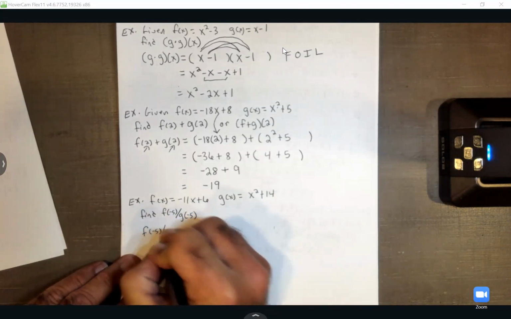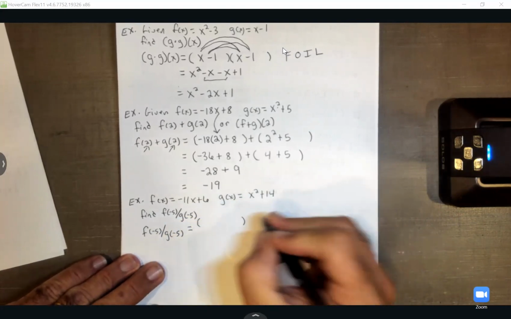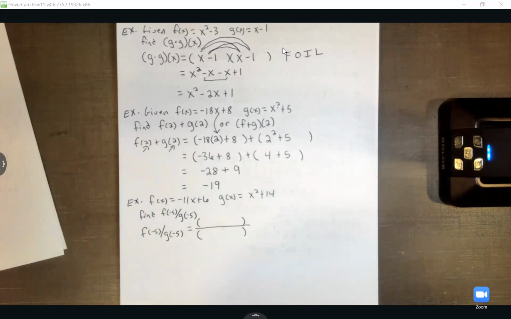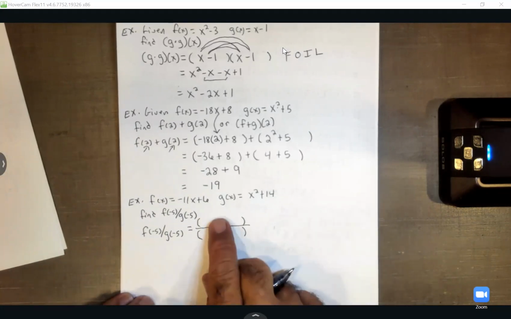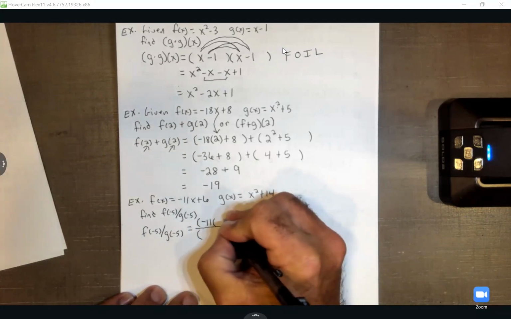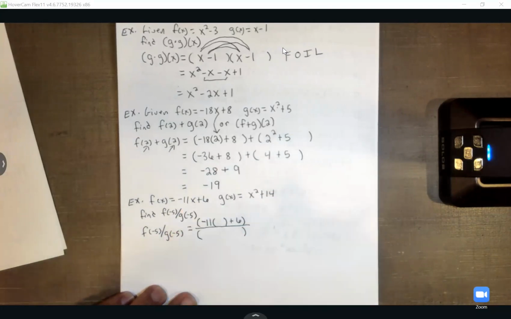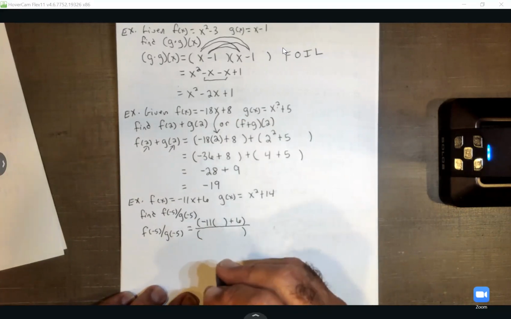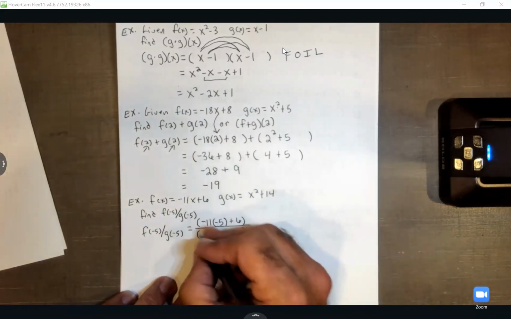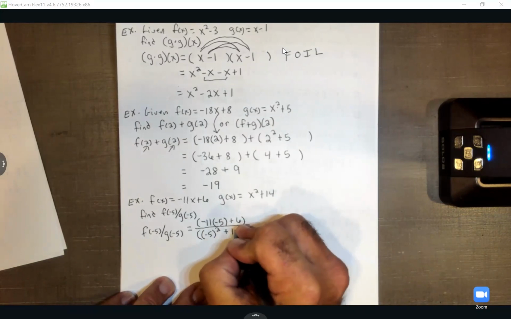F of negative 5 divided by g of negative 5 is going to equal my f function on top divided by my g function on the bottom. So f on top was a negative 11x plus 6. So we're going to take the negative 11, the plus 6, and I'm going to replace that x with a, what y'all think? -5. There you go. On the bottom was the x squared plus 14. So I'm gonna put in my -5, square it, and add 14.